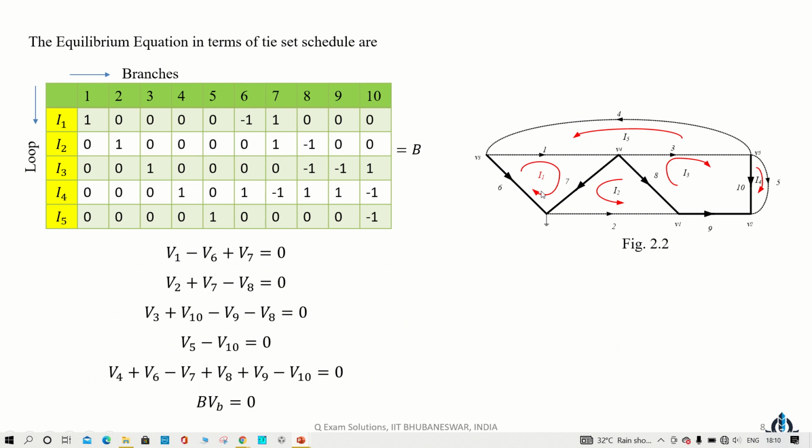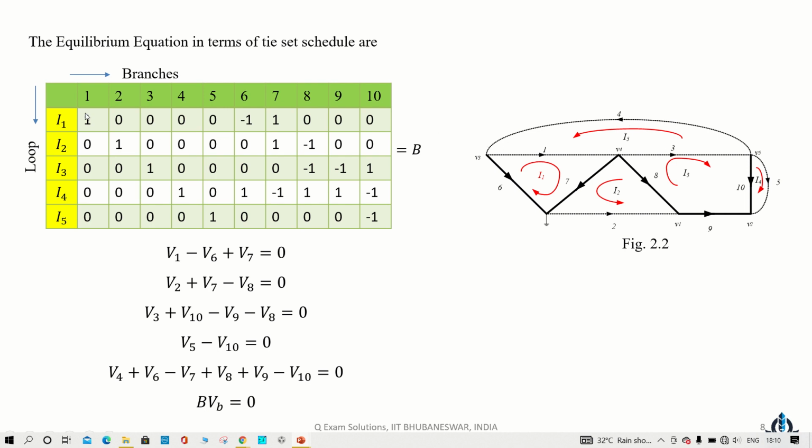For the tie-set schedule, you need to apply the current loop. So for forming the current loop, here only consider one type of branches. If you apply it like this for this branch, if you apply this loop, then it considers this. So that is wrong. You need to think and apply it like this: 6, 7, 8, 9, 10. So here only 4 branches will come.